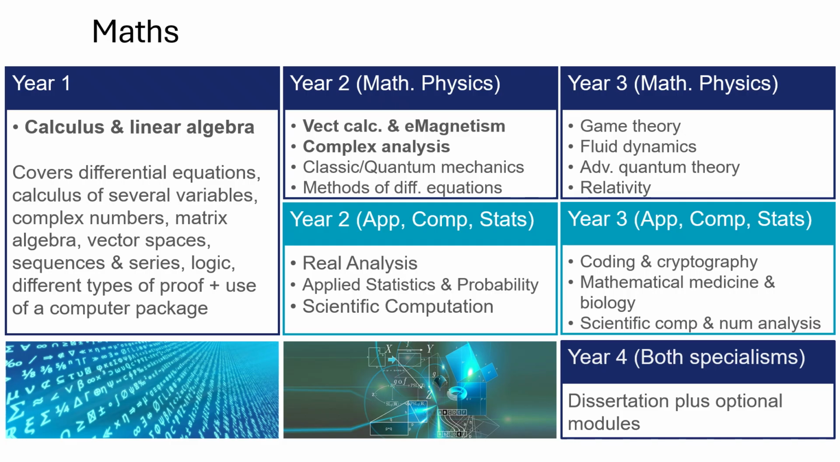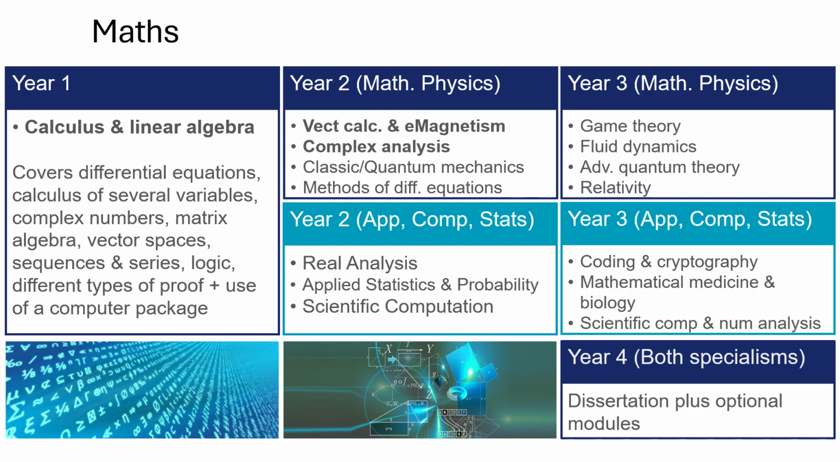In the second year, maths divides into two different specialisms, and the one you take will depend on your second subject. For example, if you take maths alongside physics, you will take the mathematical physics specialism. In this case, you will have two core modules in the second year. One of them is vector calculus and electromagnetism, where you will learn about the application of both differential and integral calculus to vectors and an introduction to the theory of electromagnetism as expressed through Maxwell's equations.